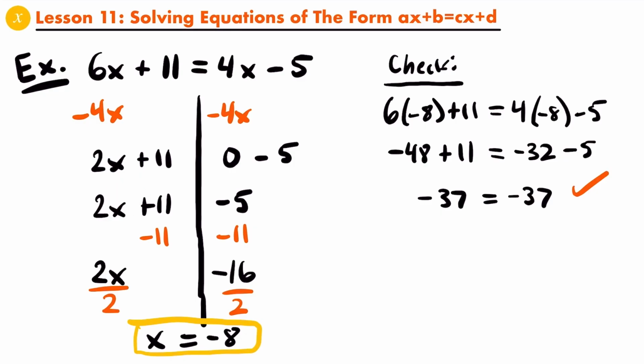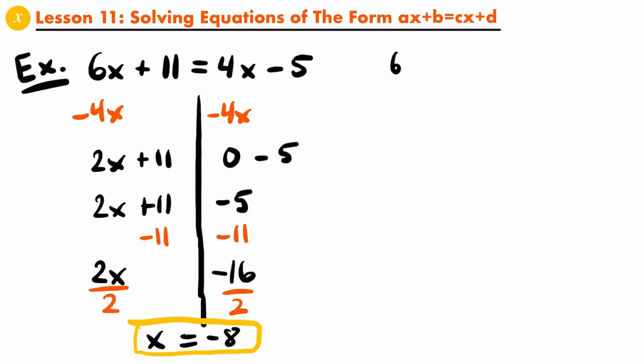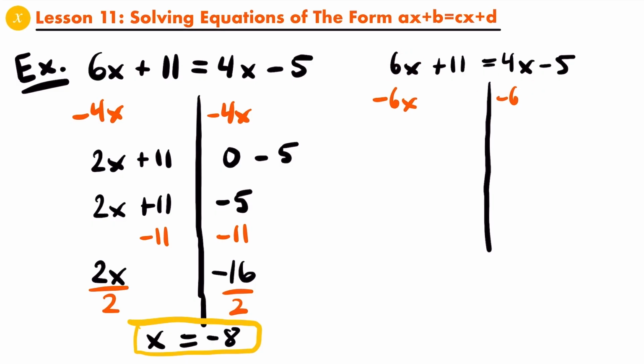Okay, now something that you might be wondering is, why did I choose 4x, right? Why did I subtract 4x from both sides of the equation rather than 6x? And really, it doesn't matter. I could have also subtracted 6x from both sides of the equation and then continued with our methods of solving equations, and we would still get the same answer of negative 8. And so let me show you that here. We're still starting with the same equation, 6x plus 11 equals 4x minus 5, but let's say that instead of starting by subtracting 4x from both sides of the equation, we subtract 6x. All right, so we're going to subtract 6x from both sides.